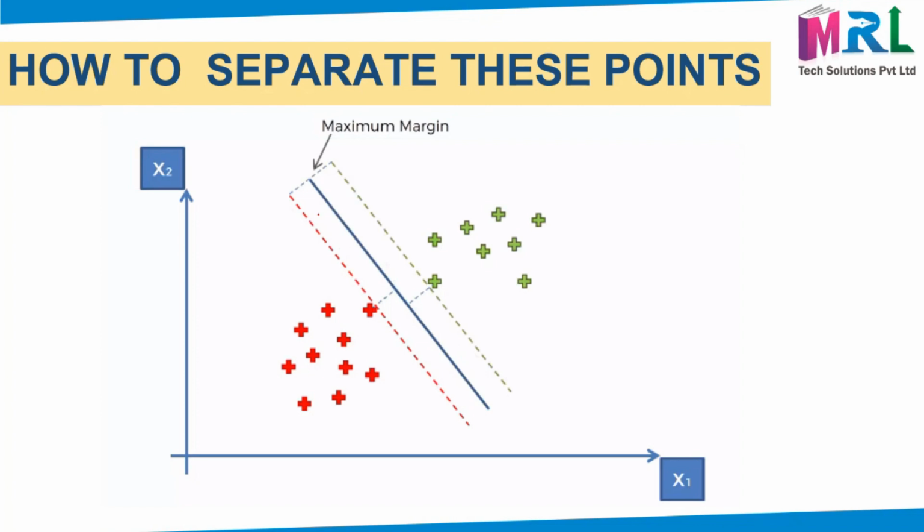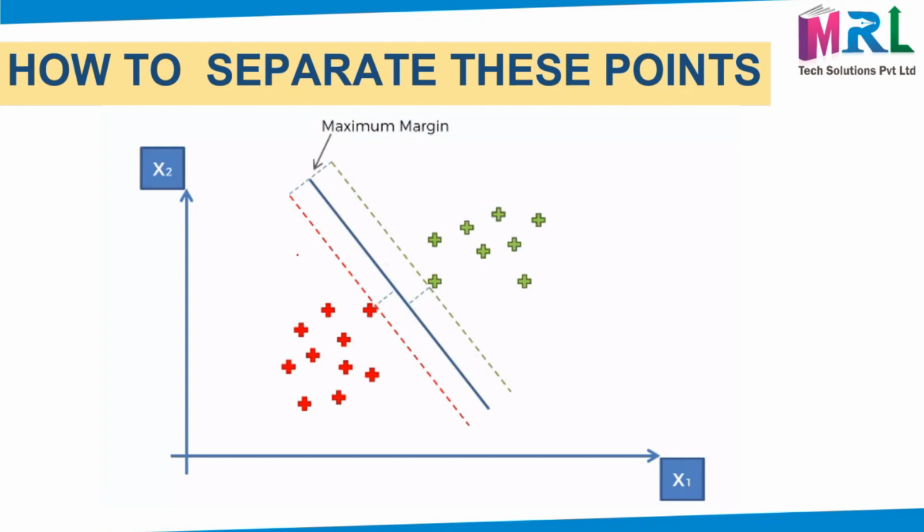So this is red and this is green. When you look at this data set, the maximum margin occurs between these 2 points. Okay, in between that there is no point. Between these 2 points, you will have the maximum margin. Okay, and we have a line. Are you able to understand this?